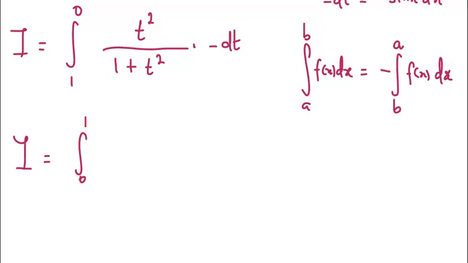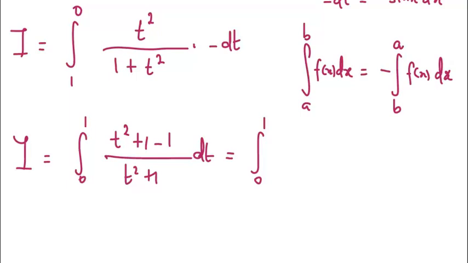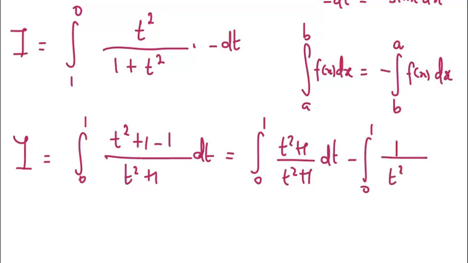So up there we have t squared, which I know is the same as t squared plus 1, and then minus 1. Sorry for that. Then divided by t squared plus 1, and then dt. Split the denominator, we get the integral from 0 to 1 of t squared plus 1 divided by t squared plus 1 dt, minus the integral from 0 to 1 of 1 over t squared plus 1, and then we have our dt.